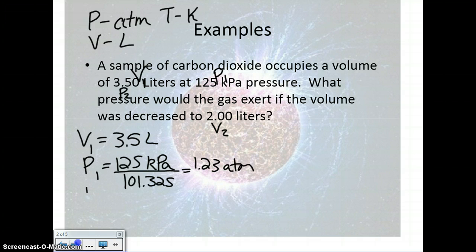And we're looking for the second pressure. Then it told us that the second volume was 2 liters. So we already are good with our units for volume. Now we're going to plug it into our equation.